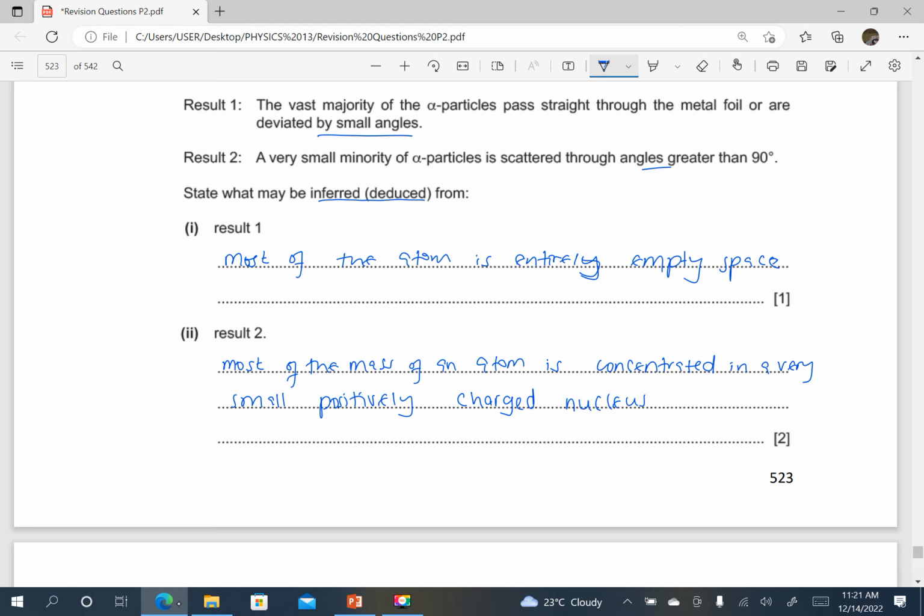So those are the conclusions from the observations got from the alpha particle scattering experiment. If most of the alpha particles went straight through with little or no deviation, it's because most of the atom is entirely empty space. And if a very small minority of alpha particles is scattered through angles greater than 90 degrees, it is simply because most of the mass of an atom is concentrated in a very small positively charged nucleus.